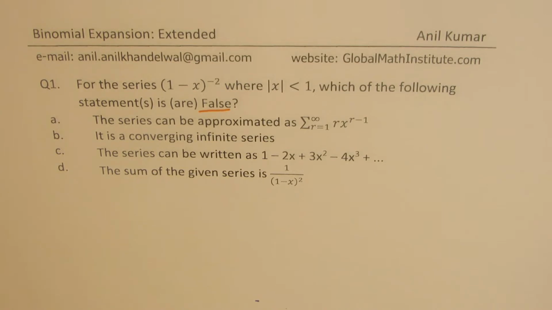So let's look into these options. Option A is, the series can be approximated as the sum of the series r times x to the power of r minus 1, where r is from 0 to infinity. B, it is a converging infinite series. C, the series can be written as 1 minus 2x plus 3x squared minus 4x cubed plus so on. And D is, the sum of the given series is 1 over (1 minus x) whole squared.